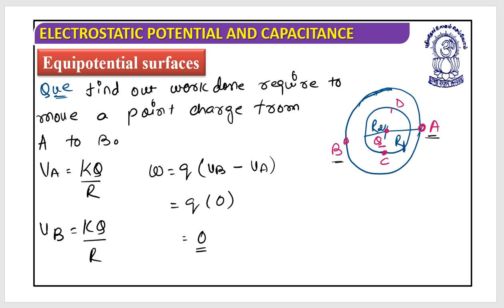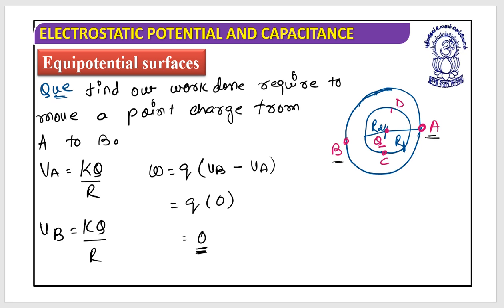This was just the first property of equipotential surfaces, that to shift a charge from one location to another location on an equipotential surface, the work done required would be zero. Do you remember this? Yes, great. So this work done would be zero.